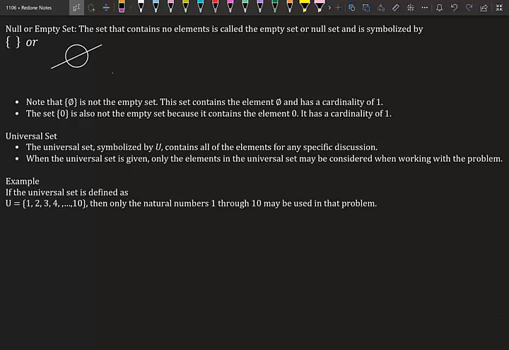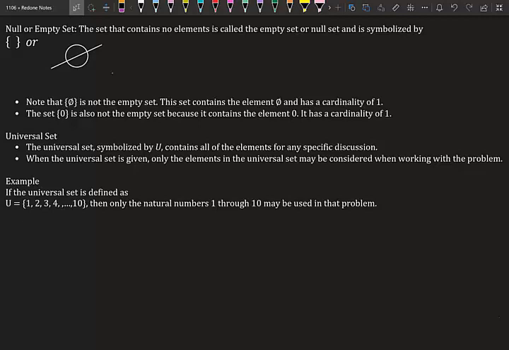Universal set, we're going to talk about that for like 2.3 on. So universal set is symbolized by a capital U. It contains all the elements for any specific discussion. So if we ask the class, what's your favorite color? All of your answers, that's the universal set. Then we could break it down into this many people like blue, this many people like yellow, this many people like orange. And those are your sets A, B, C, and so on.